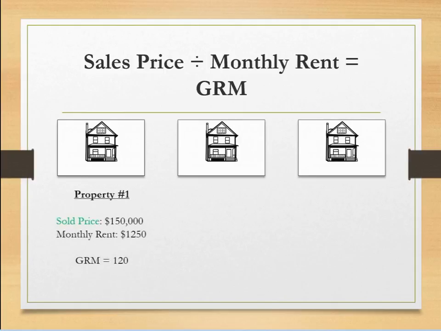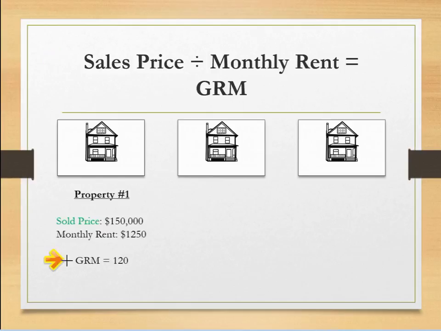So let's take a look at property number 1 to show you how it works. Property number 1 was sold for $150,000. The monthly rent that it brings in is $1,250. So remember, to compute the GRM, we're simply going to divide the sales price by its gross monthly rent, and that gives you 120.